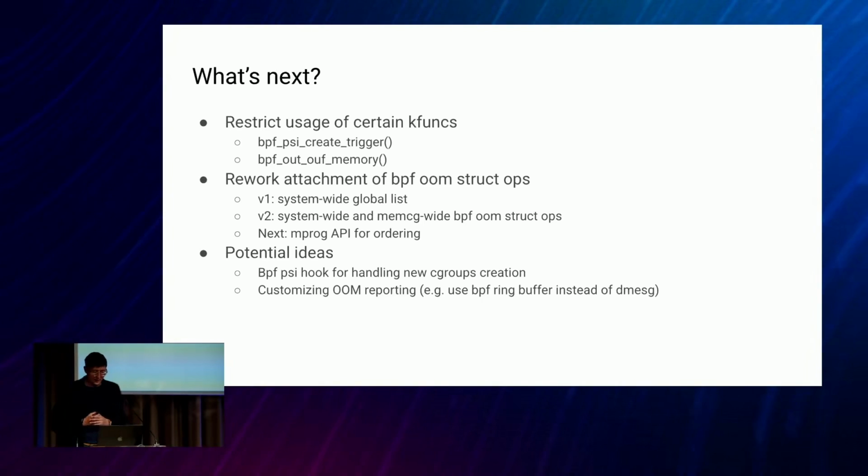So what are these questions? First, we need to additionally restrict some kernel functions because they are not safe to be used outside of BPF OOM or BPF-PSI context. For example, if we allow declaring an out of memory state from a random place in the kernel, we can easily deadlock on the OOM lock. So we have to be careful and prevent such scenarios.